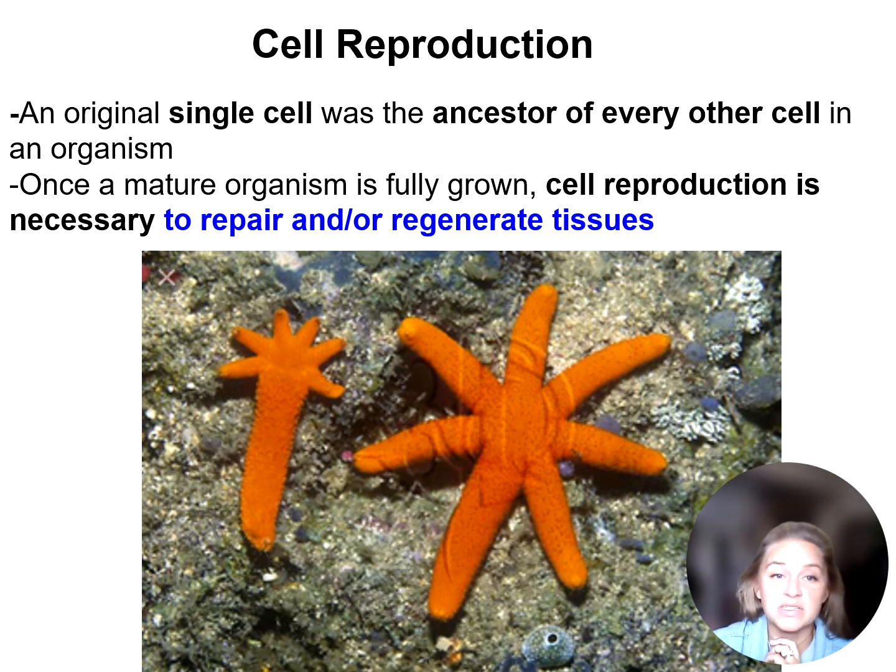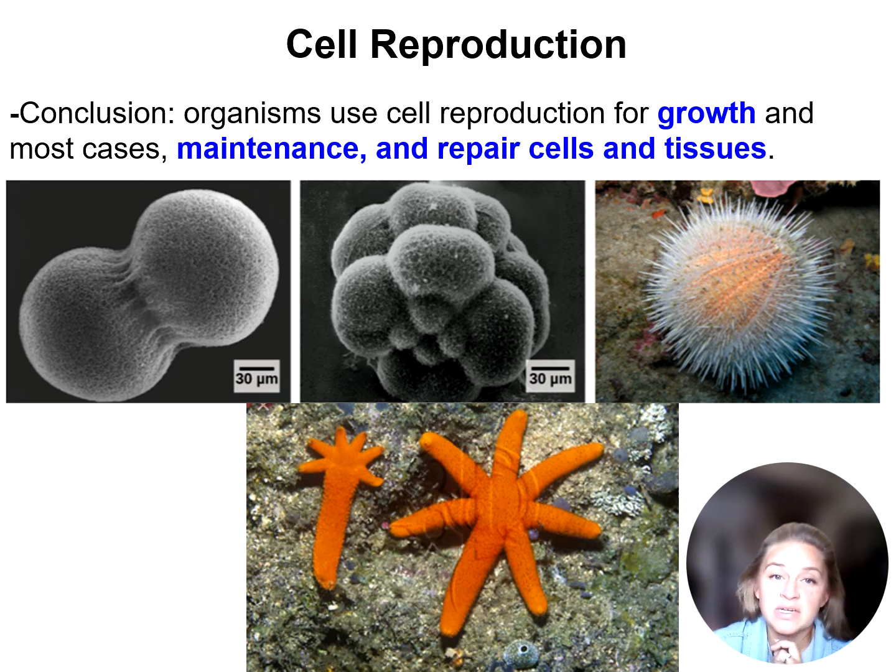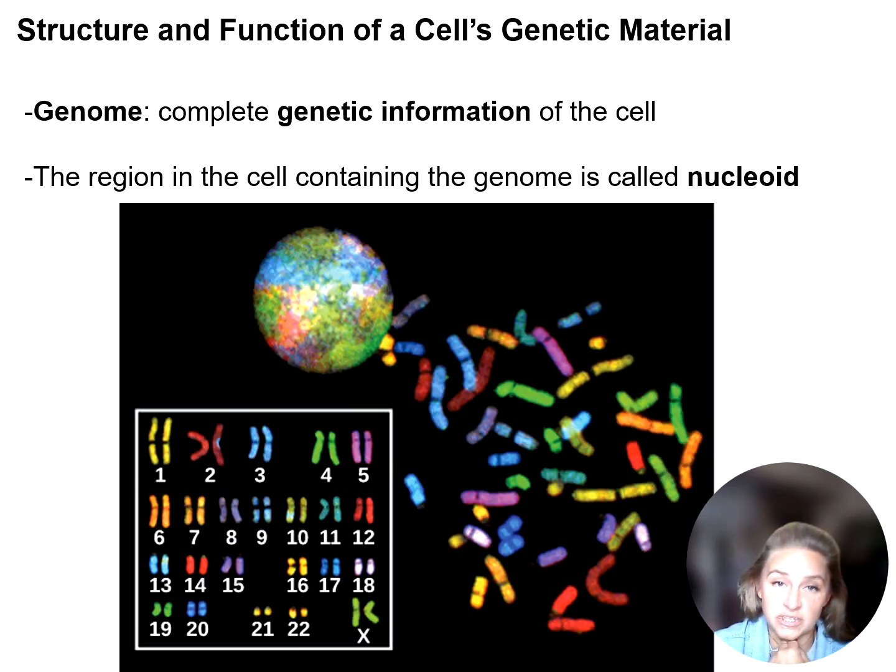And then once the mature organism is fully grown, cell reproduction is necessary to repair and regenerate tissues, like we're looking at this starfish here. So organisms use cell reproduction for growth and maintenance, to repair cells and tissues. So the process that we're going to be talking about is mitosis.